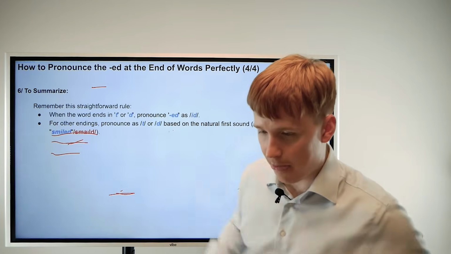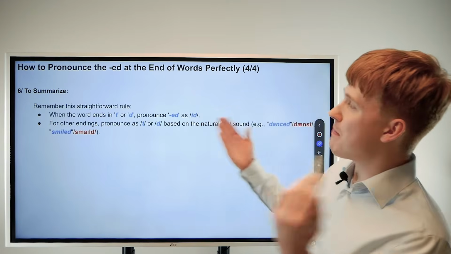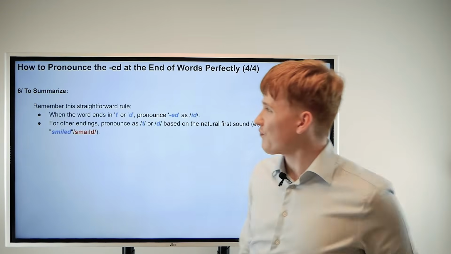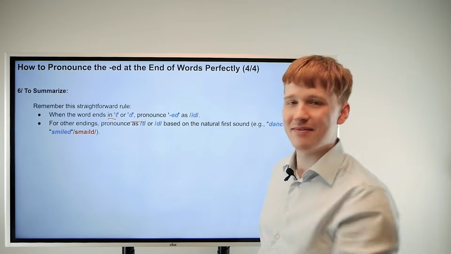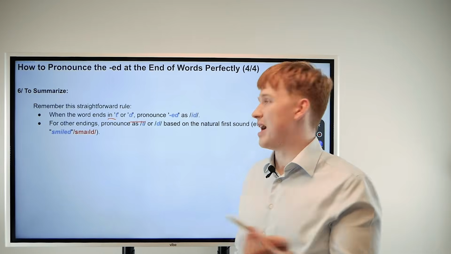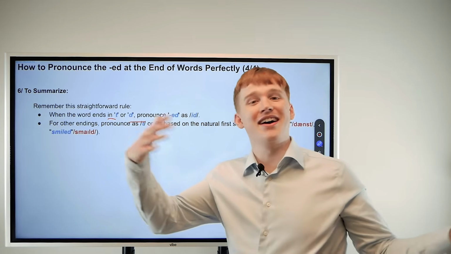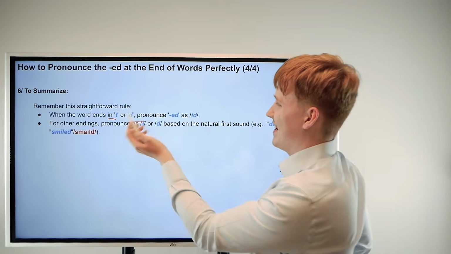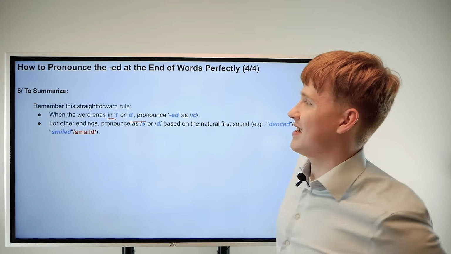That's great. Okay, so to summarize, remember the straightforward rule. When we have a T or a D, you want to use the ID sound at the end. It even rhymes. So you have D or T, use ID. So D or T, id. So pronounce ED as id.